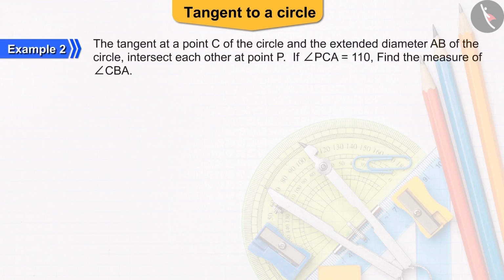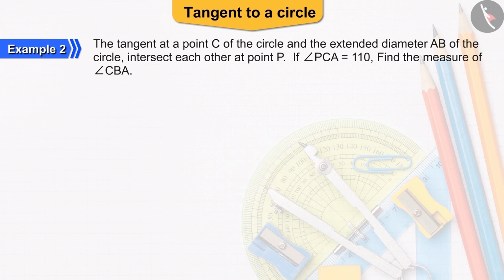Let us have a look at another example. The tangent at a point C of the circle and the extended diameter AB of the circle intersect each other at point P. If the measure of angle PCA is 110 degrees, find the measure of angle CBA. Pause the video to solve the question and then match your answer.